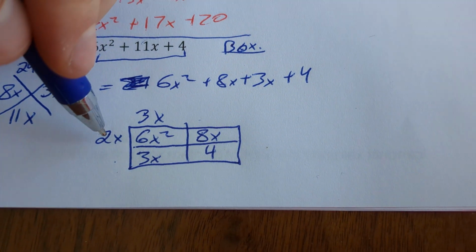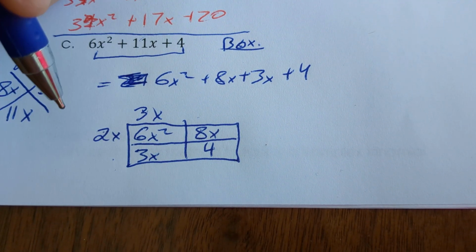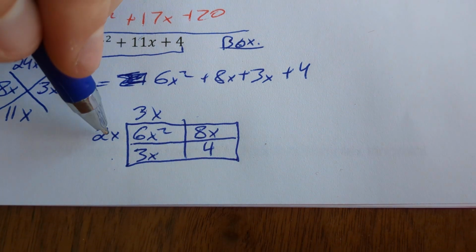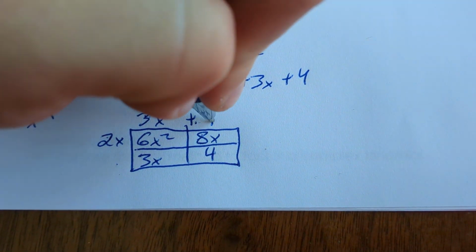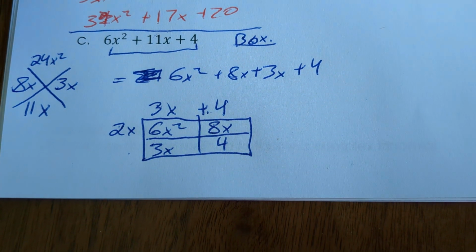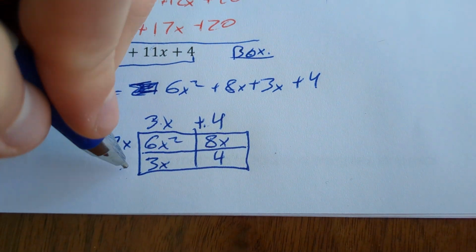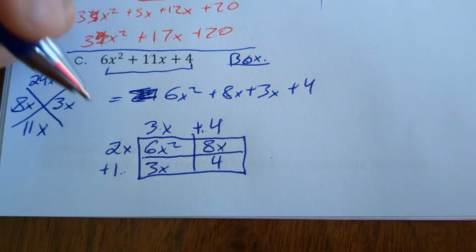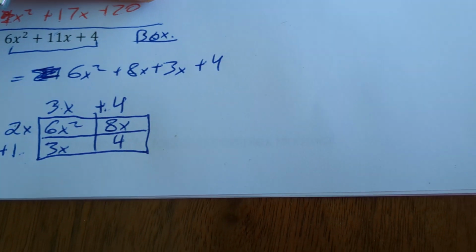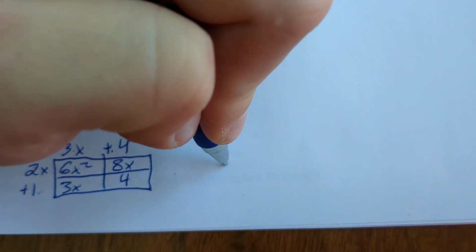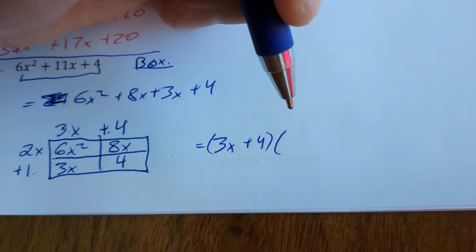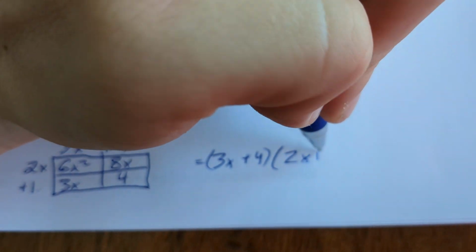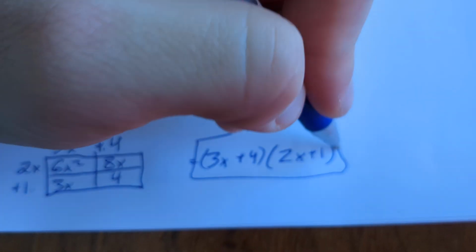So 2x times 3x is 6x squared, so we're good there. Now 2x times what gives us 8x? That would be 4, right? And then 3x times what gives us 3x? That would just be 1. So those are our factors. 3x plus 4 times 2x plus 1. And that's our final answer.